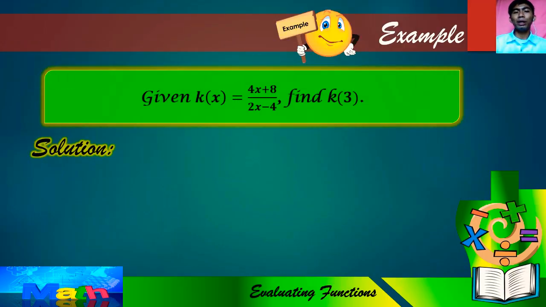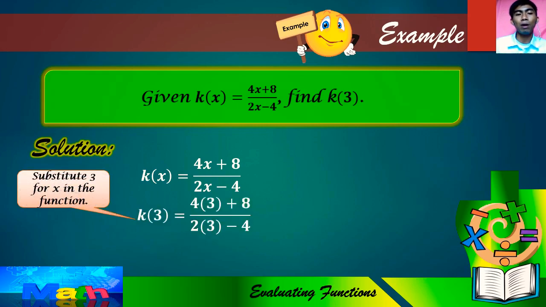Let's move on to our third example. Given k of x equals 4x plus 8 all over 2x minus 4, find k of 3. In this case, the value of x is 3. In our solution, copy the given function k of x equals 4x plus 8 all over 2x minus 4. Our next step now is substitute 3 for x in the function. We have k of 3 equals 4 times 3 plus 8 all over 2 times 3 minus 4.